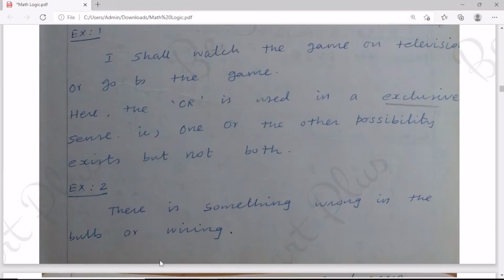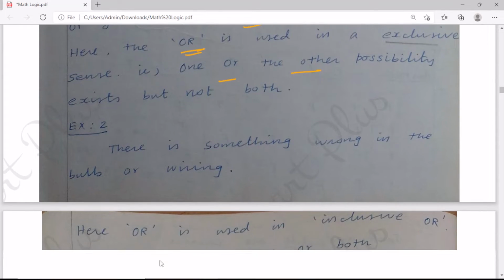Next, let me give you a statement for your clear understanding of the distinction. I shall watch the game on television or go to the game. Here, or is used in an exclusive sense. That is, one or the other possibility exists but not both. I think you understand the meaning of or now.